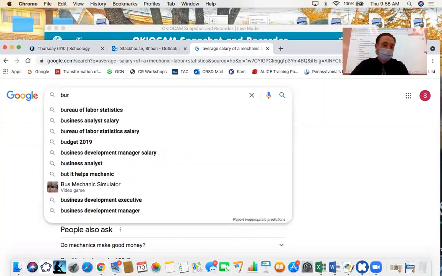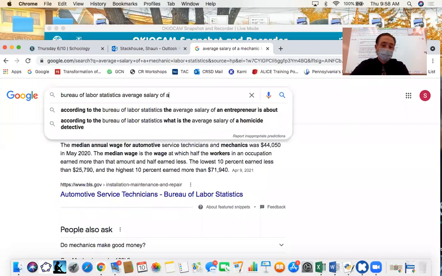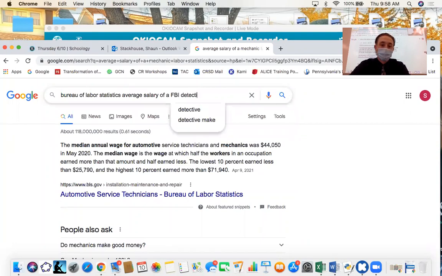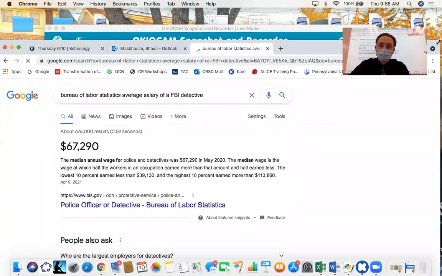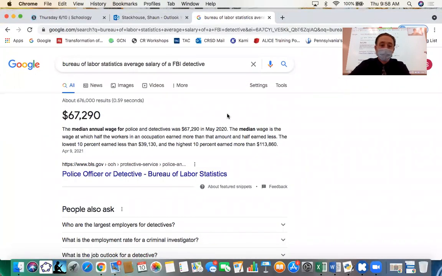All right. Bureau of Labor Statistics. Average salary of a detective. Say FBI detective, right? So that's a median, which means that people start lower and people are much higher. Okay. So it says median annual wage of police detectives was $67,290. Median wage is half the workers, so on and so forth, whatever. Highest 10% earns $113,860. So why don't we split the difference a little bit and let's call it 80. Call it 80 grand.